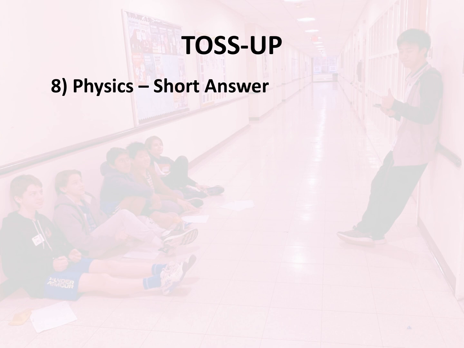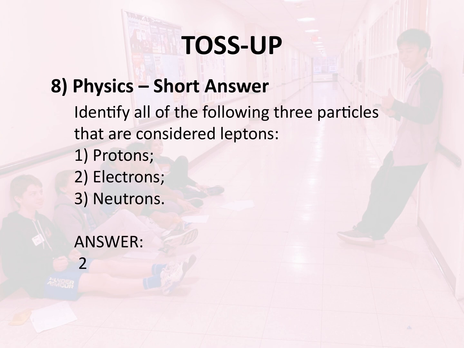Toss-up 8. Physics, short answer. Identify all of the following 3 particles that are considered leptons. 1. Protons. 2. Electrons. 3. Neutrons. Answer: 2.